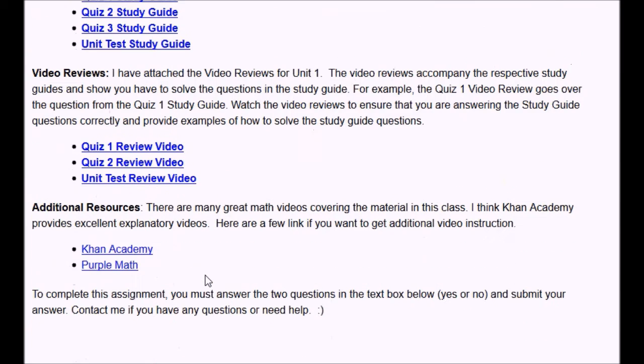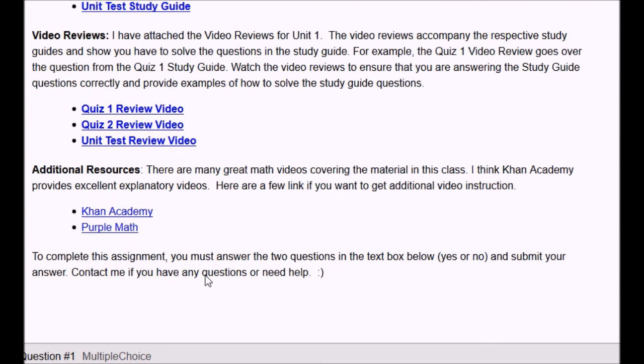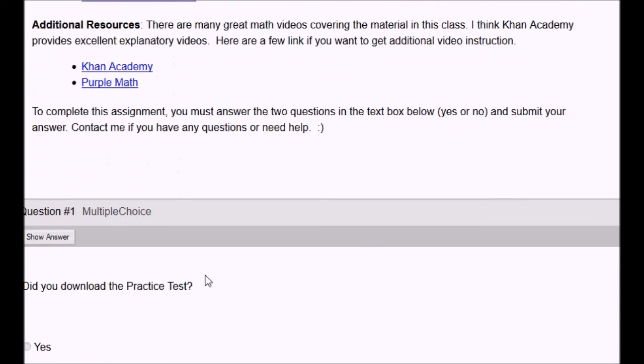Next up, I have some additional resources for you that I find very helpful. They have instructional videos, and they're usually pretty short. So you can just go to Khan Academy or Purple Math and type in kind of the type of problem you would like to view someone solving, and they'll solve it for you. So those are additional resources outside myself. And then to get credit, you have to answer the question associated with this. And basically, I just want to know that you downloaded the study guides. All right, that's it.